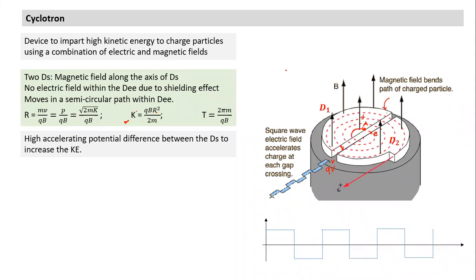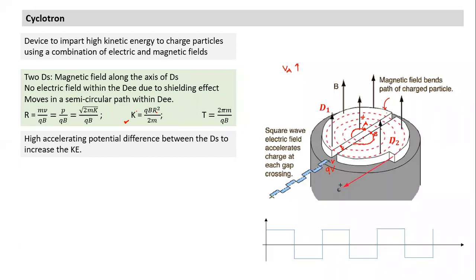So when it is moving from A to B, A should be at higher potential. Then what will happen when it moves from A to B? It will lose potential energy. It will gain kinetic energy. Radius will increase. Okay, and when it enters B, what will happen? It has a certain radius. When it reaches B, its energy has increased. It will trace a larger radius. So it will move like this, larger radius. But the time period will remain the same.